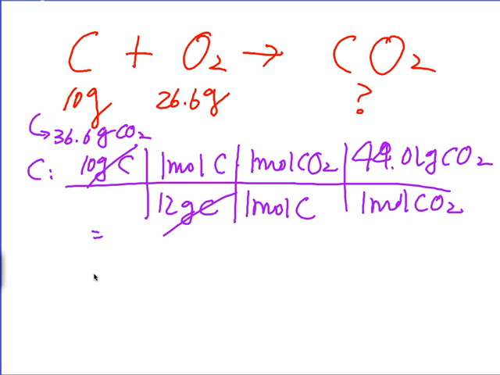Alright, so now we wrote this out. So carbon gives you what product for CO2? 36.68. Okay, 36, right? 36.6 grams of carbon dioxide. Now, I need to figure out how much product that oxygen is going to give if this is a limiting reaction. So I'm going to go ahead and do the same thing.